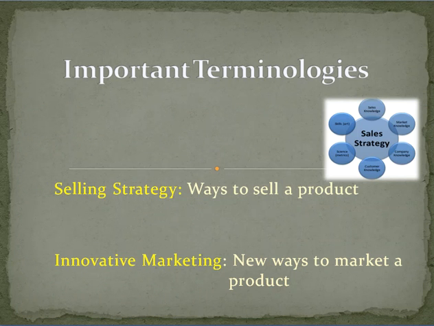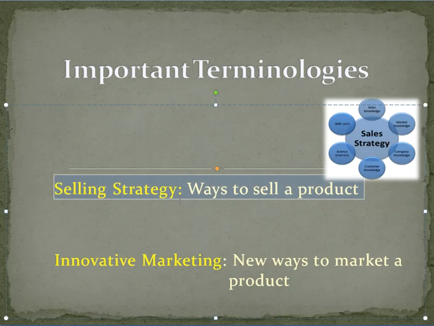Important terminologies. First, let me show you a few terminologies that will be often used and you may not be familiar with them. And they are selling strategy, which means, do you want to guess? It means ways to sell a product.